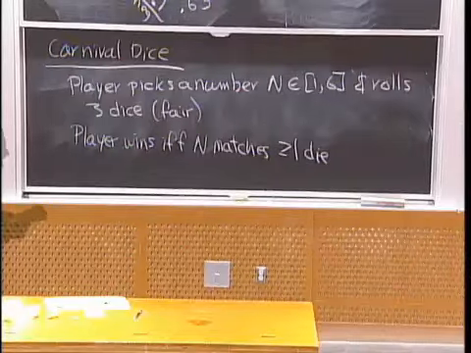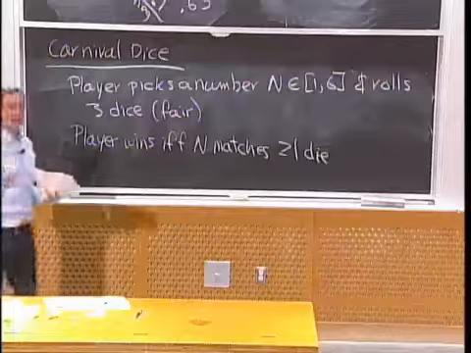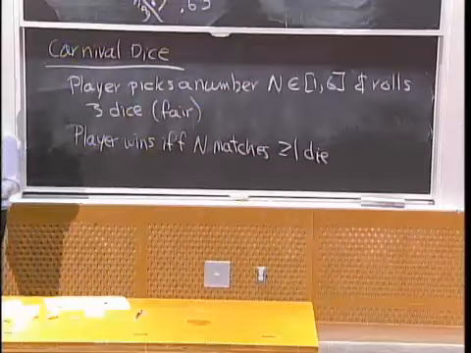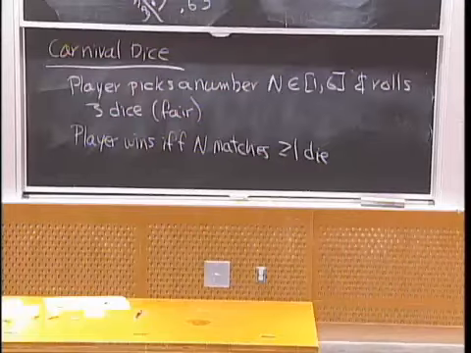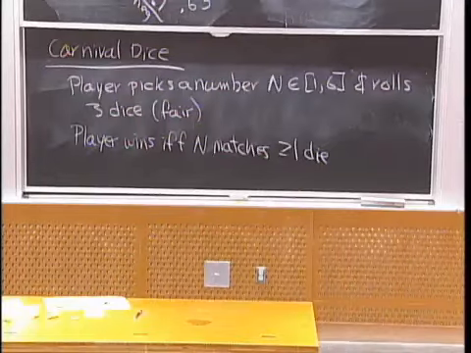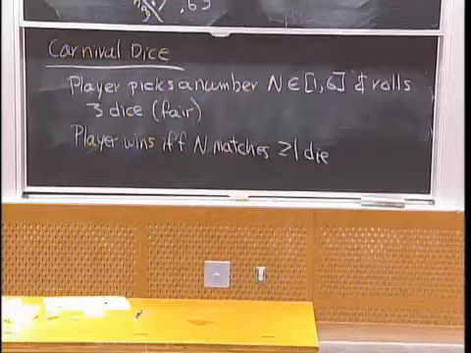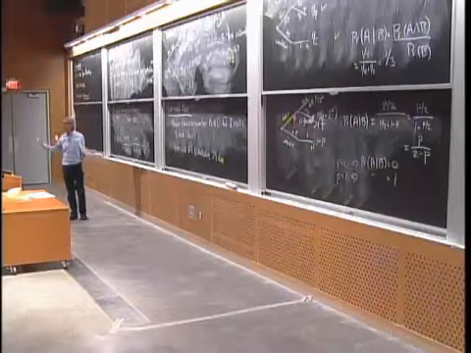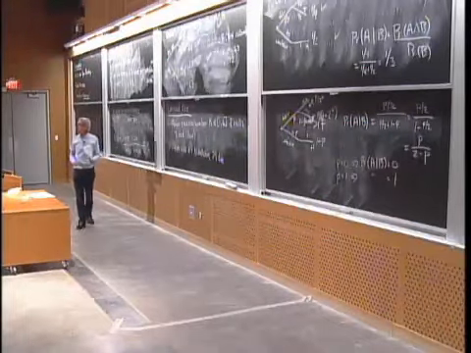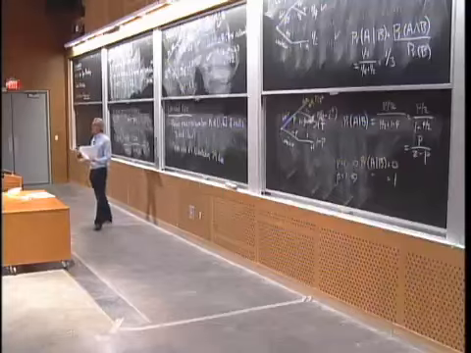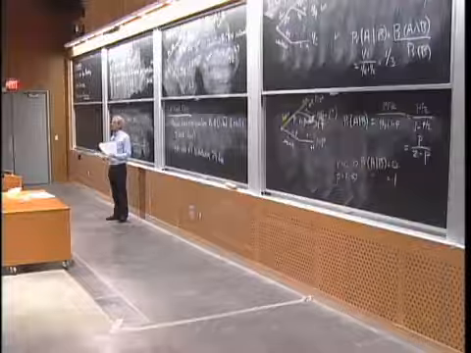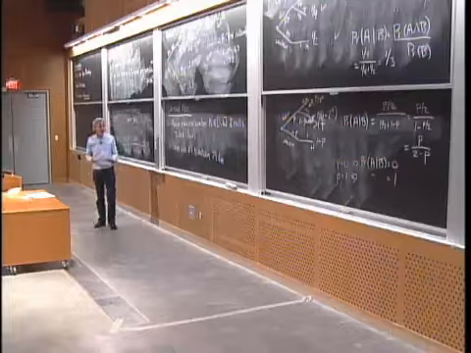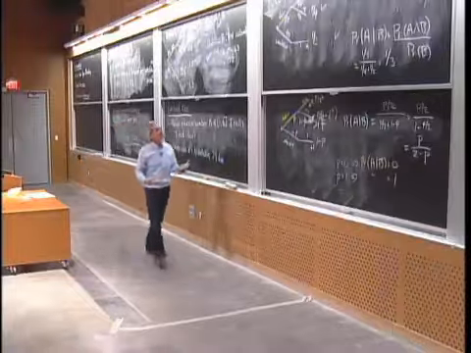Now, you got 3 dice, each of which has a 1 in 6 chance of coming up a winner for you. So how many people think this is a fair game? You got a 50-50 chance of winning. 3 dice, each 1/6 chance of winning. Anybody think it's not a fair game? All right, a bunch of you. How many people think it is a fair game? 50-50. A few. All right, well, let's figure it out.